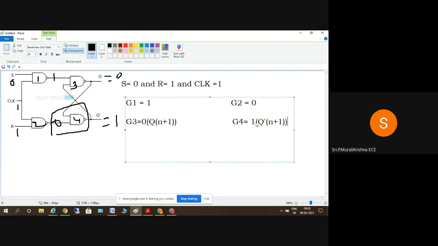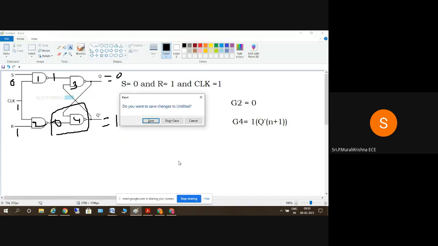Okay. So next we'll take the next case, the case of S is equal to 1 and R is equal to 0. That will be the next case.